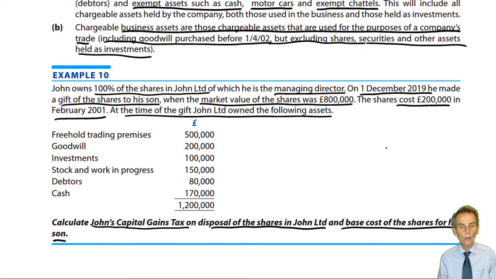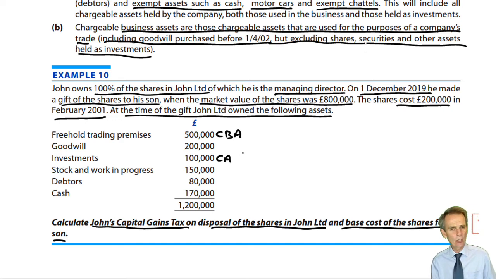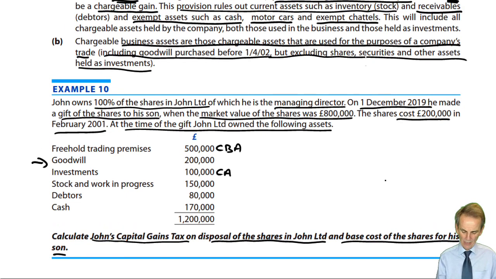Okay, so what do we know? We know that freehold trading premises there will be a chargeable business asset. We know that investments will simply be a chargeable asset. They're not business assets used in the trade, but they're chargeable assets there. Stocks and work in progress, debtors, cash, none of those are chargeable assets at all. And then we've got this one, goodwill. The note that we just read, including goodwill purchased before the 1st of April 2002.